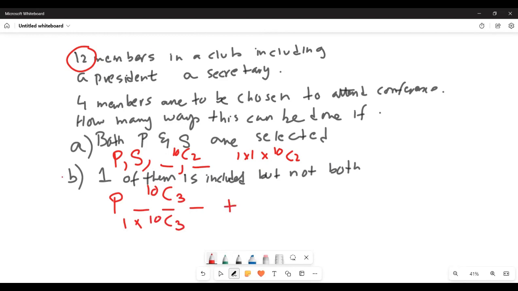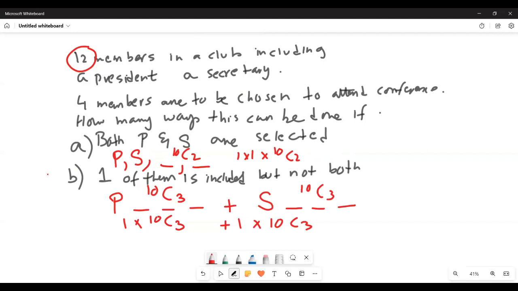And then there's also this case. Secretary gets selected. President is not in the group. So 10 are left, 10C3. So another plus 1 times 10C3. Or you can do 2 times 10C3. That would give the same answer. So whatever is the result of this sum and product, that's the answer.